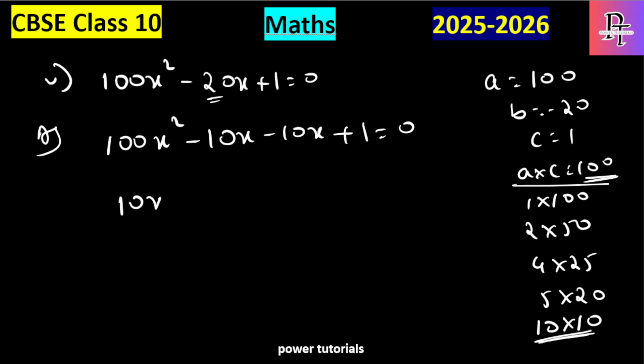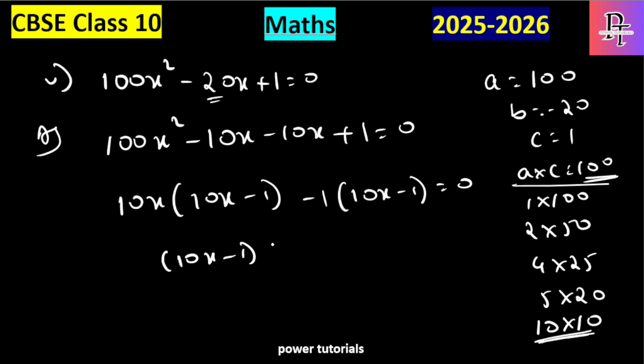It is 10x as common. We will get 10x minus 1. And I will write the middle term again, 10x minus 1 first, equal to 0. Then I will see which is present, 10x and minus 10x. So simply minus 1. So it is 10x minus 1 into again 10x minus 1 is equal to 0. So it's like both the roots are same.